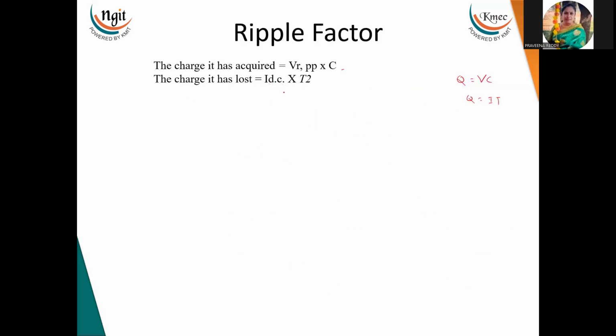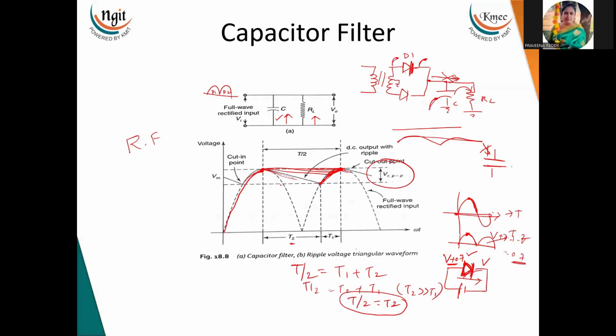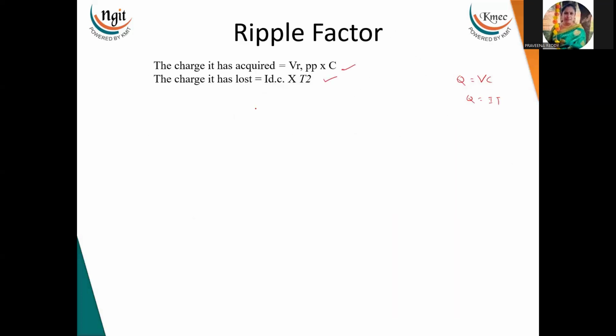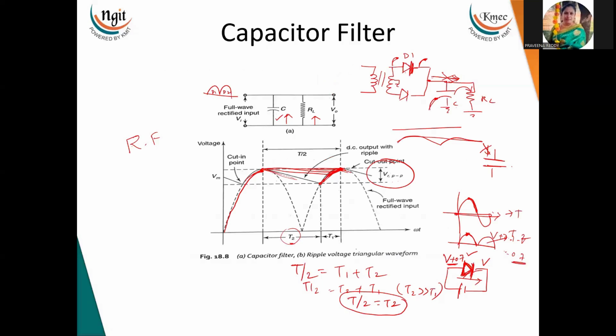IDC into T2. Now, T2 is the discharging time. From here to here is charging and discharging. What does that mean? How much it is discharged, that much it is charged. Why? Because every time it reaches the peak, it is discharged, again reaches the peak, again discharges. How much it discharges, only that much it charges.